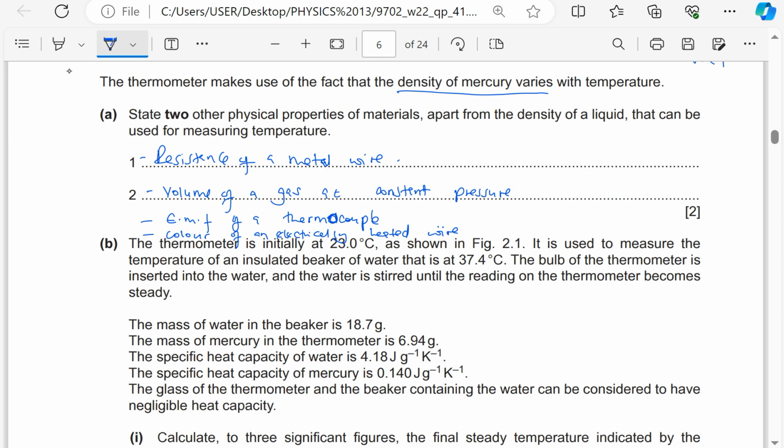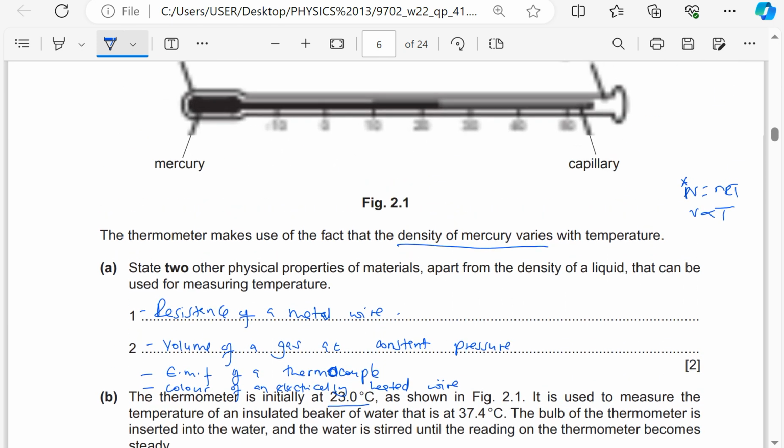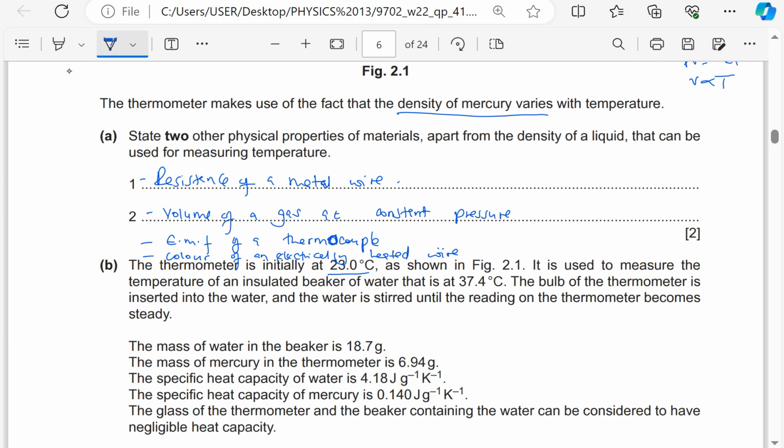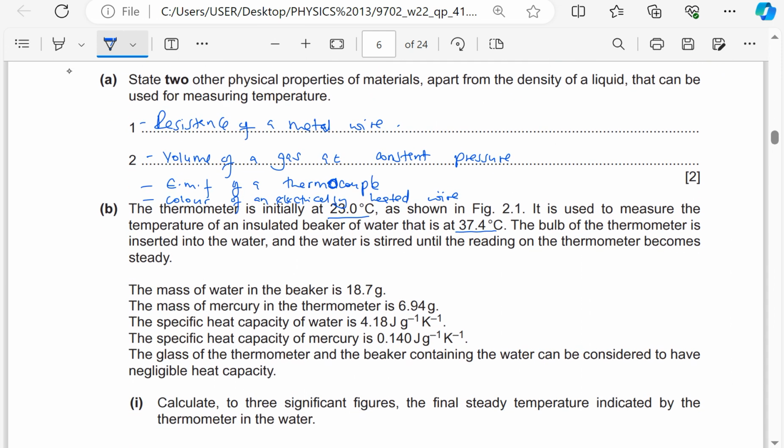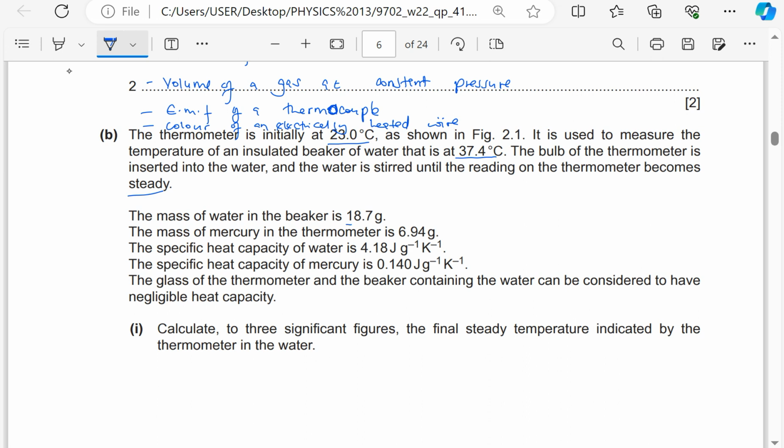The thermometer is initially at 23 degrees Celsius, as shown in the figure. It is used to measure the temperature of an insulated beaker of water that is at 37.4 degrees Celsius. The bulb of the thermometer is inserted into the water, and the water is stirred until the reading on the thermometer becomes steady. The mass of the water is 18.7, this is the mass of water in the beaker. The mass of mercury in the thermometer is 6.94 grams. Specific heat capacity of water is 4.1 joules per gram per Kelvin. Specific heat capacity of mercury is 0.140 joules per gram per Kelvin.